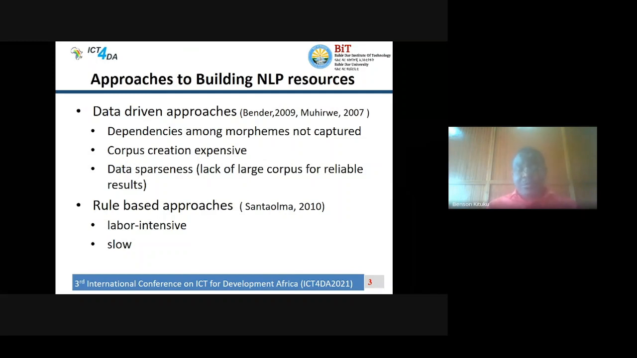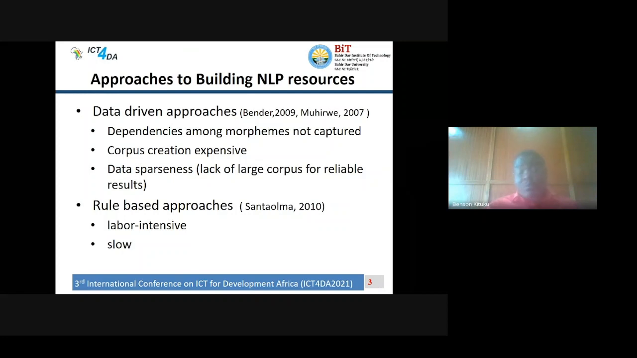So far, two main approaches have been used to generate tools for natural language processing. There is the data-driven approach, but in the case of Bantu, because of the agglutinative nature, the dependence between the morphemes is not captured by this method. And again, these are mostly spoken languages, therefore the corpus is not there, so we would need to create a corpus, which is an expensive endeavor. And definitely there are some corpora that exist, but they have data sparseness, hence they cannot bring reliable results if they are used. The alternative is the rule-based approach.